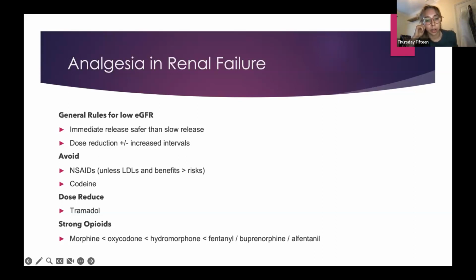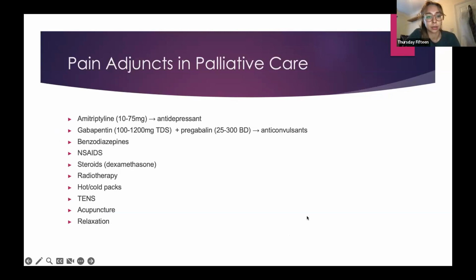And then in terms of the strong opioids, I've written out the order of preference. Morphine is less preferable than oxycodone. Oxycodone is cleared less renally than morphine is. Morphine is excreted renally, so if you give fairly whacking doses of morphine to people with poor renal function, you're just going to push them into toxicity. Hydromorphone is better than oxycodone. Fentanyl, buprenorphine and alfentanil are all better than the rest if someone has really, really poor renal function. They're the ones to use.